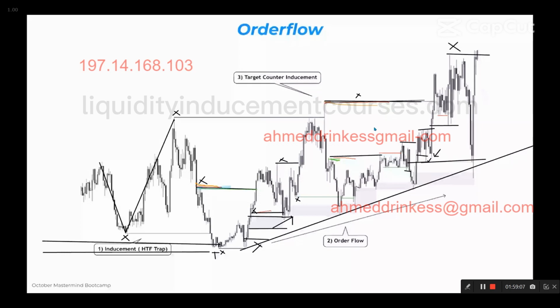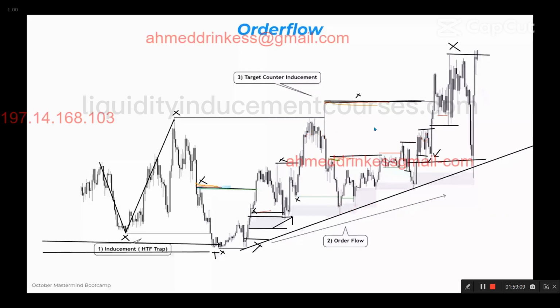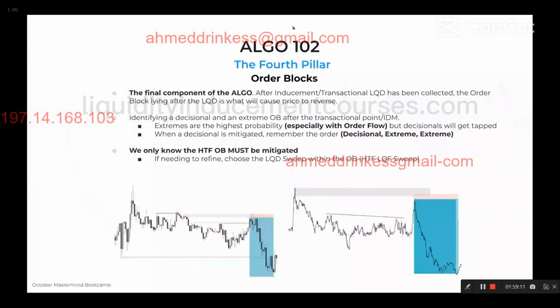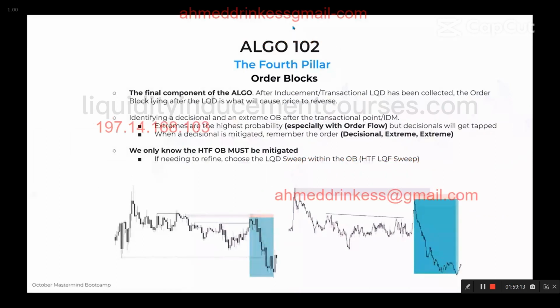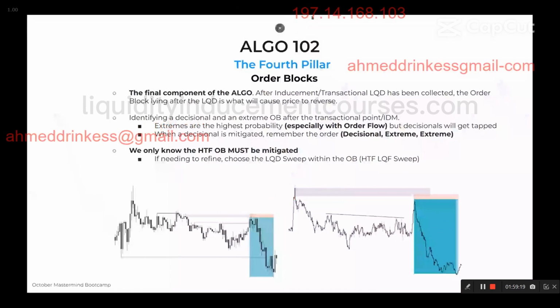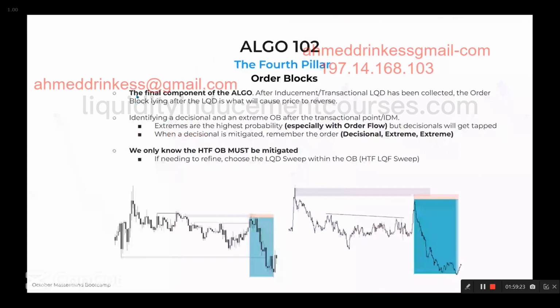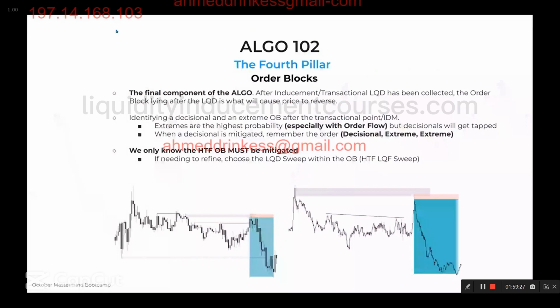And guys, the last one is just this. The fourth pillar, right, is just going to be other order blocks. It's the final component. Now, order flow and order blocks are one and the same, but order flow is the consecutive mitigation of order blocks, and order blocks themselves don't need to follow order flow.